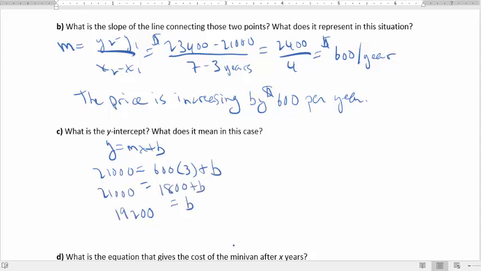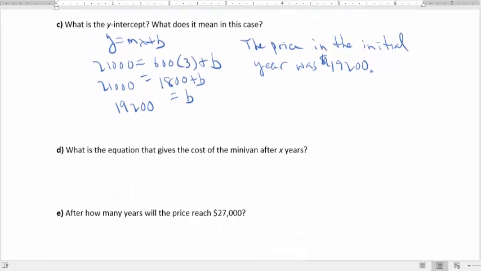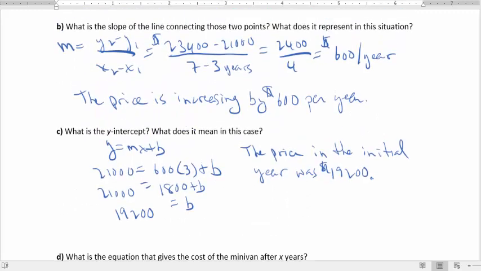So b ends up being $19,200, and what it means in this case is that was the price in the initial year, right? So the price in the initial year was $19,200. Okay? And now we can write the equation because we have the slope and the y-intercept. The slope is 600, the y-intercept is 19,200.